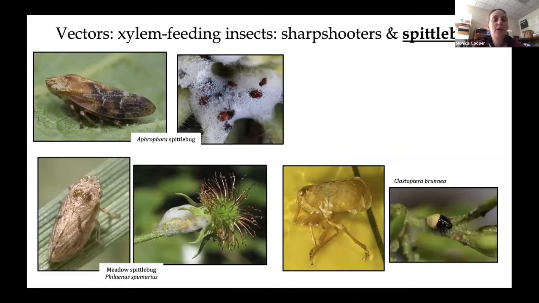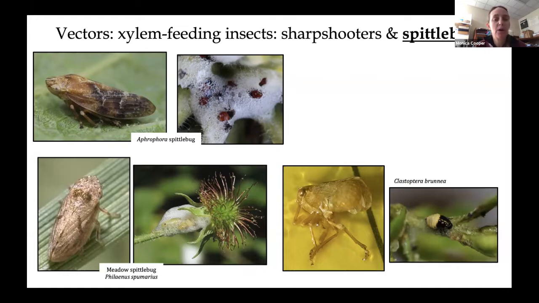Spittlebugs are also vectors. They're also xylem feeding insects, and they're also vectors of Xylella. So the meadow spittlebug is fairly common on ornamental plants, and the Afrophora spittlebug from our surveys we find quite commonly in the Mayacamas Mountains in Napa County and also in Sonoma County. Clastoptera is another spittlebug species. It appears to be less common than either the meadow or Afrophora spittlebug, but we have found it in our traps.